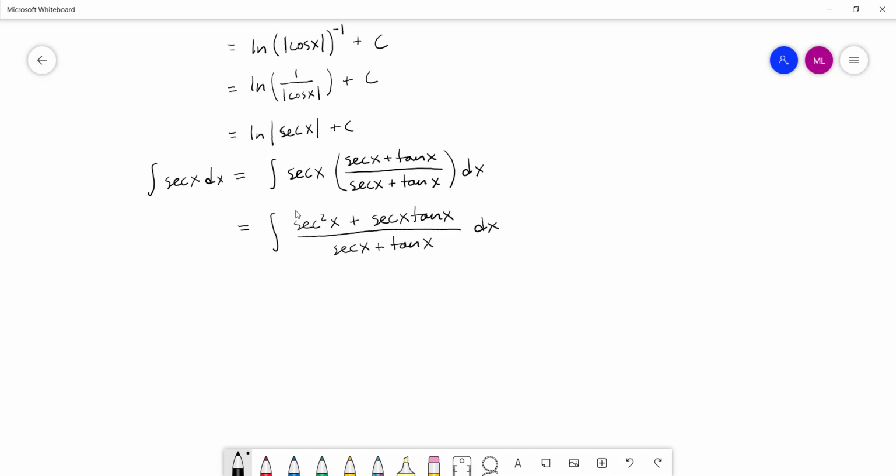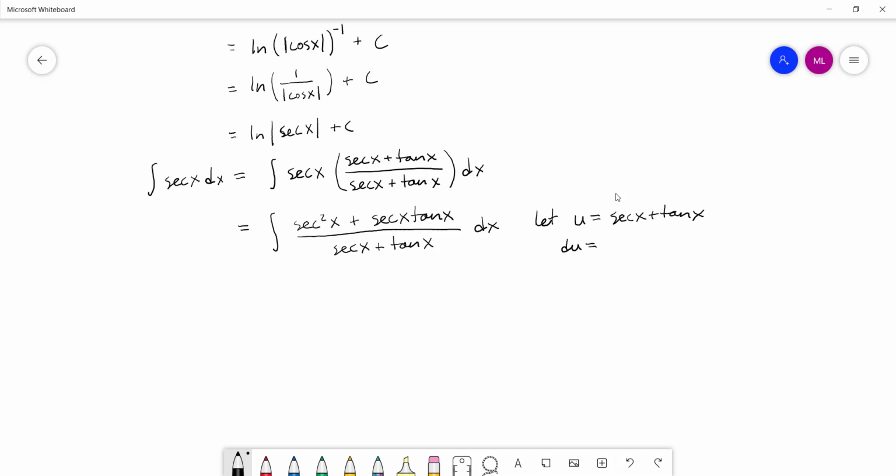Right? So the derivative of tangent, for example, is this secant squared of x. And the derivative of secant is secant tangent. And it turns out that's exactly what I have in the bottom. I have both a secant and a tangent. So our U substitution is we're going to let U just be equal to the denominator. It's going to be equal to secant of x plus tangent of x.